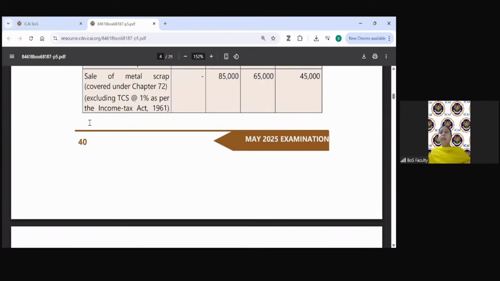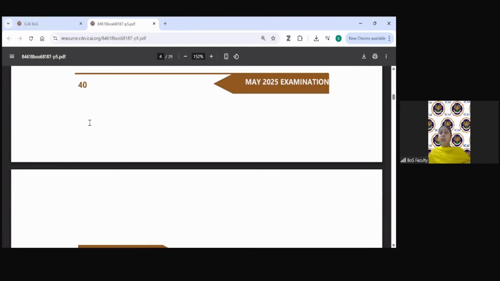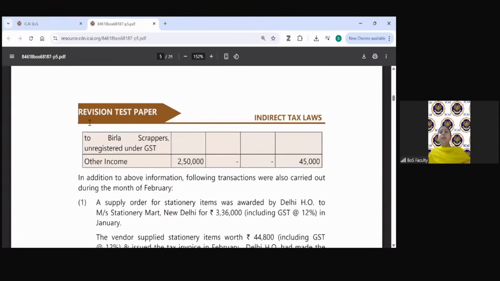Now, this metal scrap which has been sold and on which TCS was applicable under the Income Tax Act, has been sold to Birla Scrappers, which is unregistered under GST. Let us see if it has any application in any of the questions, but for the timing, this is the information. And last comes the residual information, that is other income. Now, this is the residual income which has been earned by the Delhi HO and Chhattisgarh Power Plant 45,000.